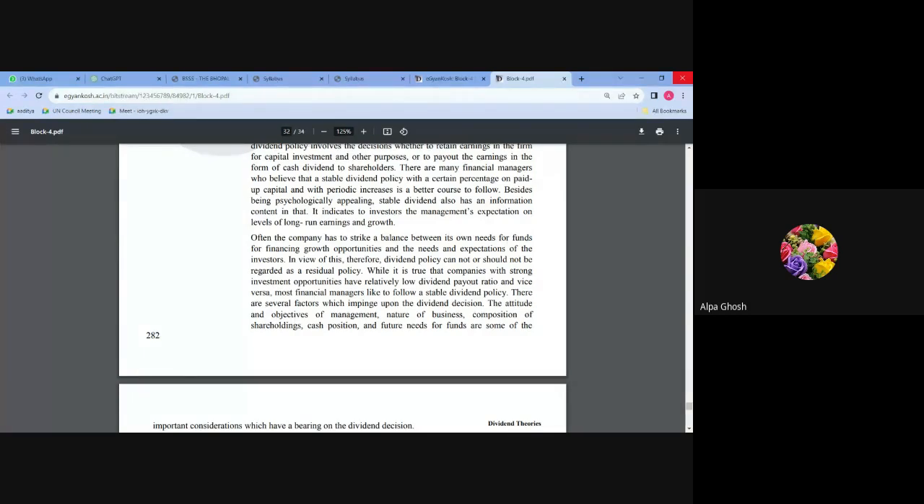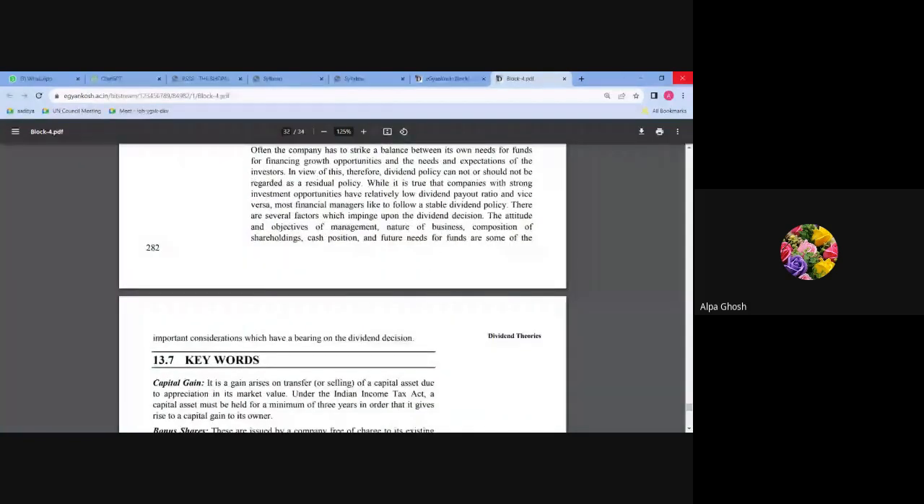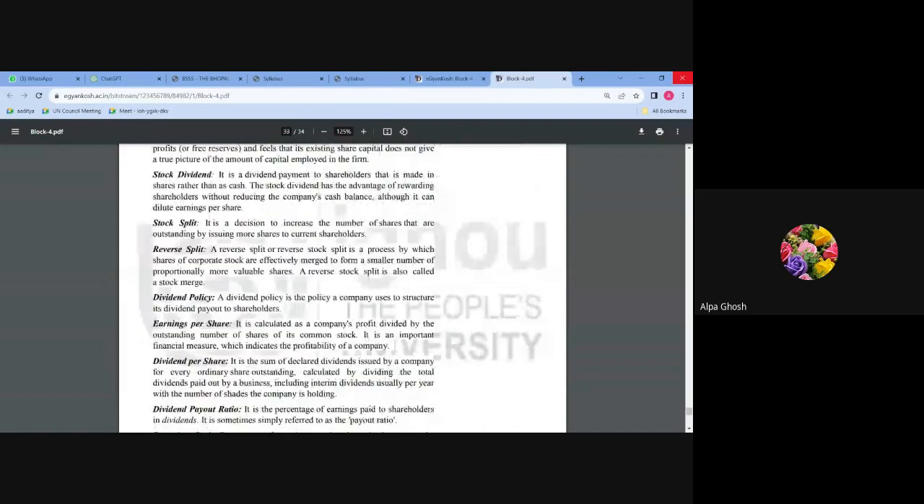There are several factors which impinge upon the dividend decision. They are known as the determinants of dividend policies. The attitude and objectives of management, nature of business, composition of shareholdings, cash position, and future needs for funds are some of the important considerations which have a bearing on the dividend decision. So this is all about your dividend decision and dividend theories. Just let me know whether the explanation is clear or not.